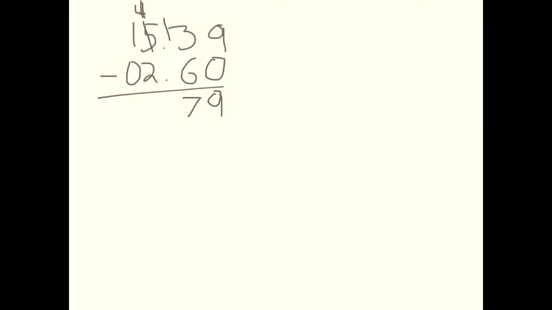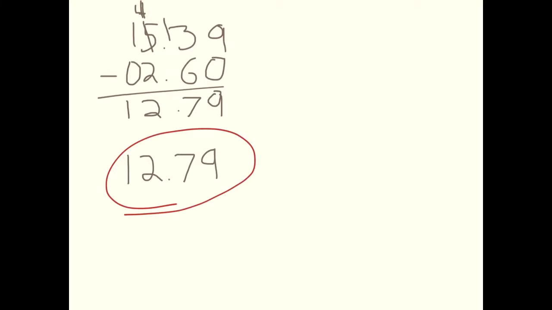And you always put the decimal down, like I said, for adding. You always put the decimal down. So the decimal goes there. And then you subtract 4 minus 2, which is 2, and 1 minus 0, which is 1. There's no negative, so your answer would be 12 and 79 hundredths. And that's how you subtract decimals. And remember, there's no checking.